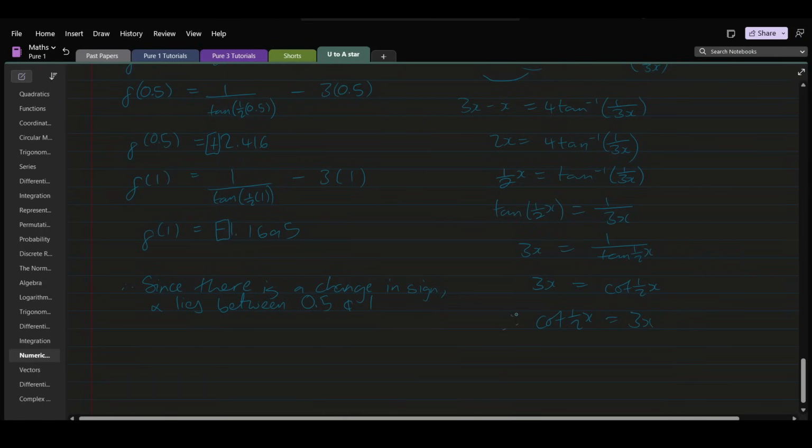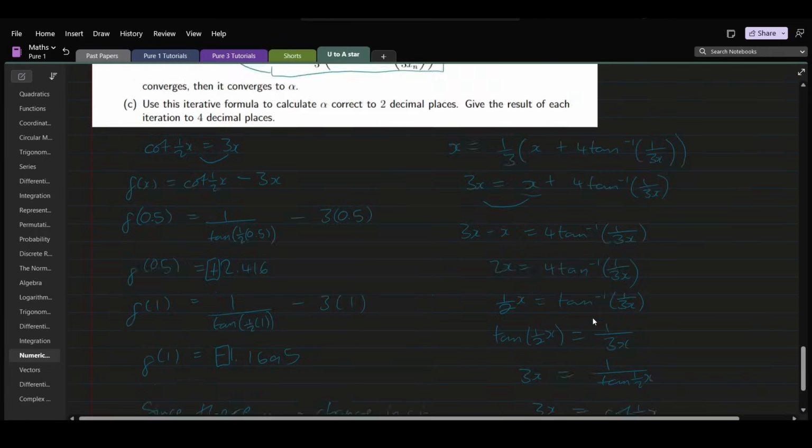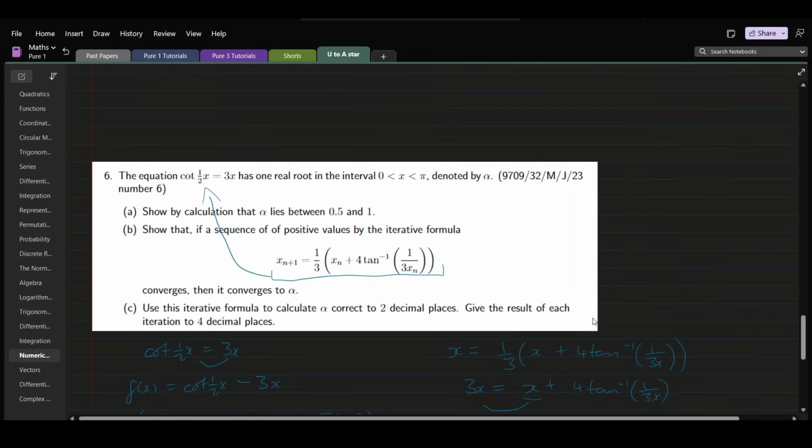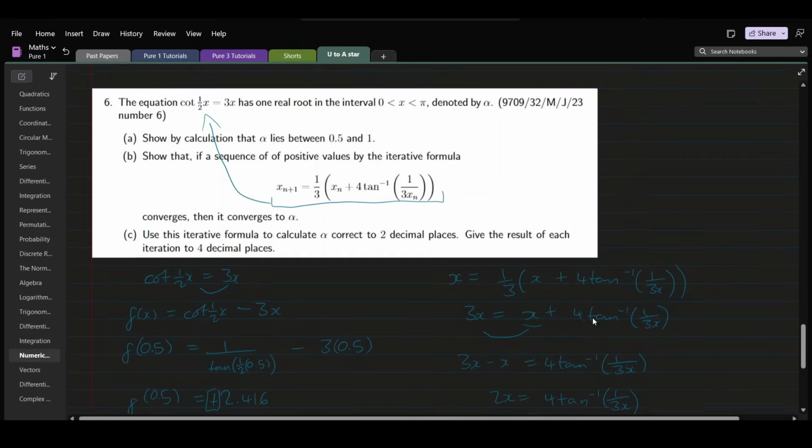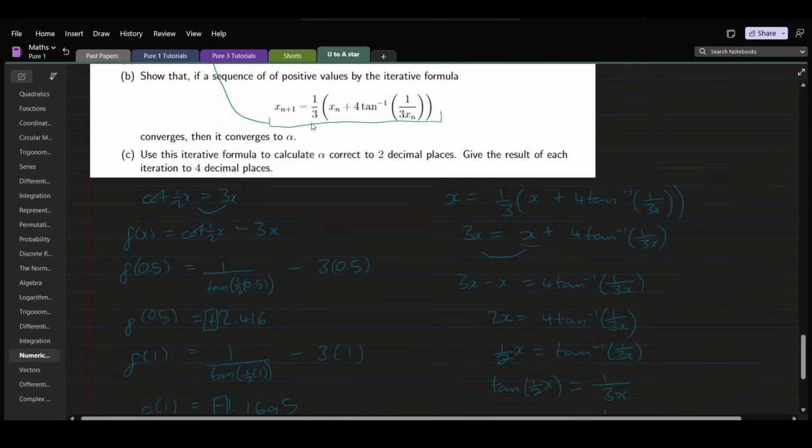And we have proved that if a sequence of positive values by the iterative formula converges, then it converges to alpha. Now part C, use this iterative formula to calculate alpha correct to 2 places. Okay, let's just clean this up first.